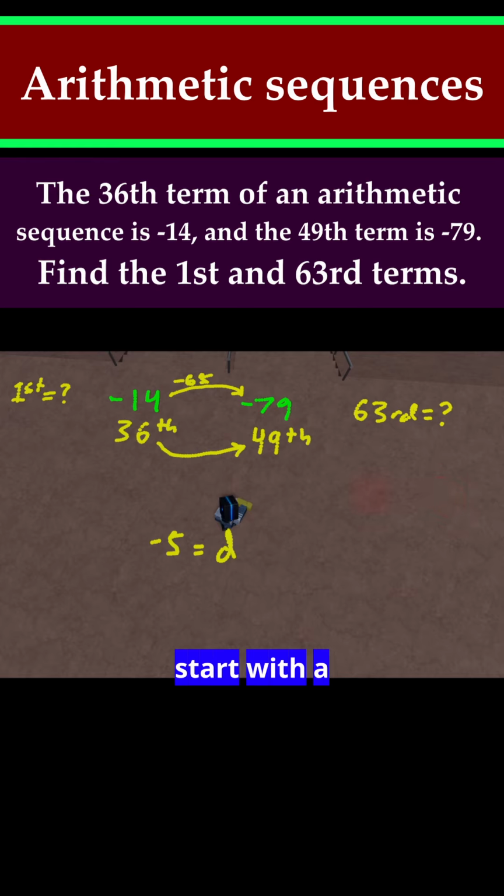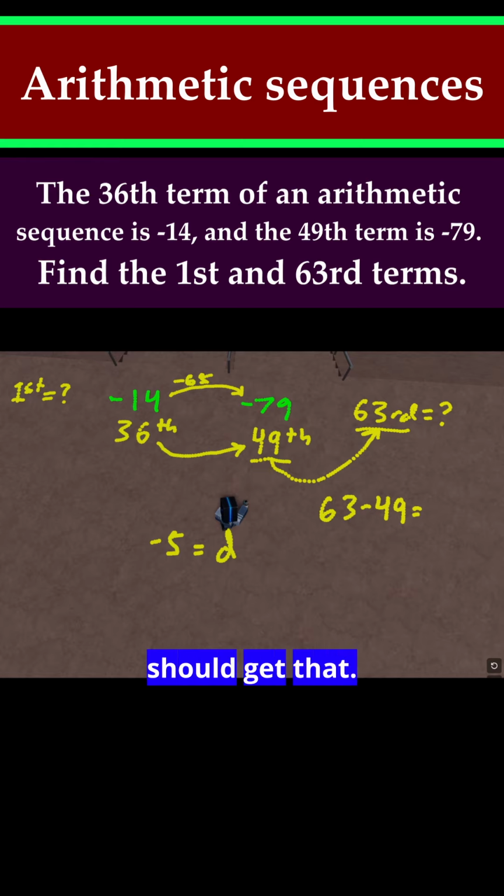I'll first start with the 63rd term, and I'll start from the 49th term. To go from the 49th term to the 63rd term, how many times am I going to add this negative 5 common difference? Just do 63 minus 49. You should get that we add the common difference 14 times. So just do 14 times negative 5 to get the total amount that we jump from negative 79 to the 63rd term. And that's negative 70.